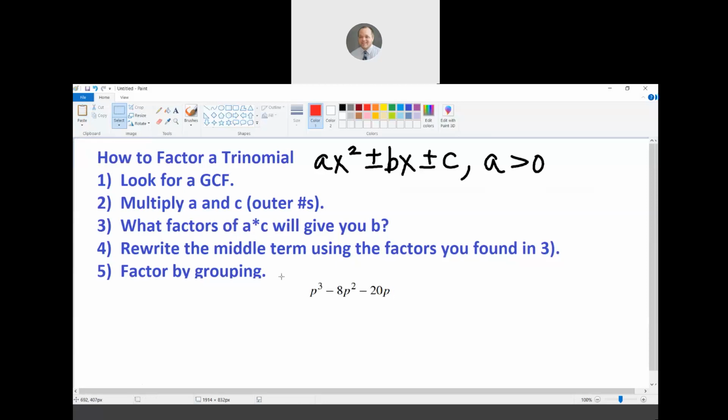All right, we have P as in Paul, P cubed minus 8P squared minus 20P to the first power. First step, look for a GCF. Actually, there is one for this problem. All three terms have at least the letter P in common. So let's take that out. And we're left with P squared minus 8P minus 20.